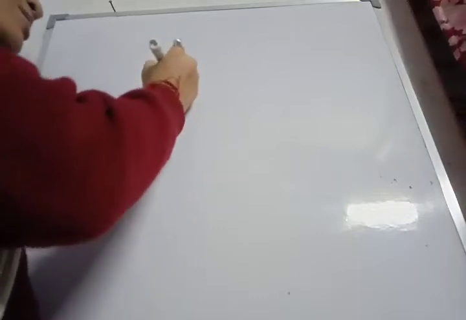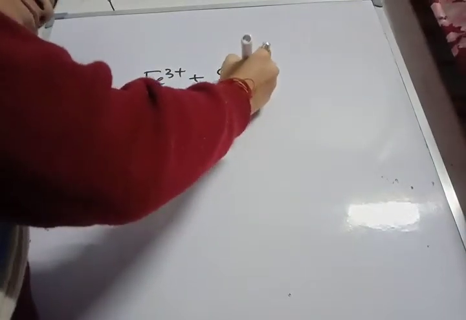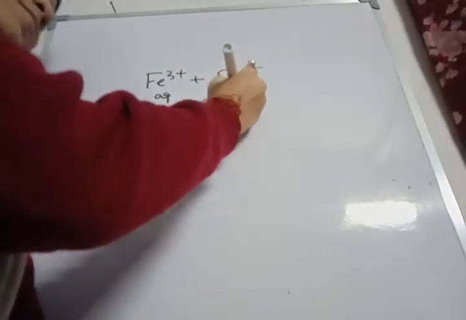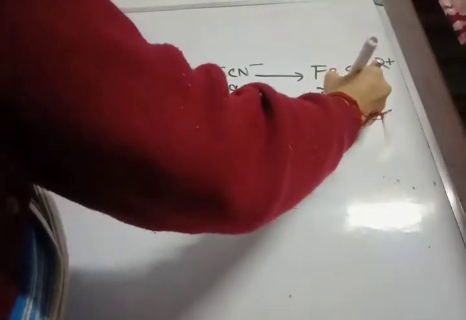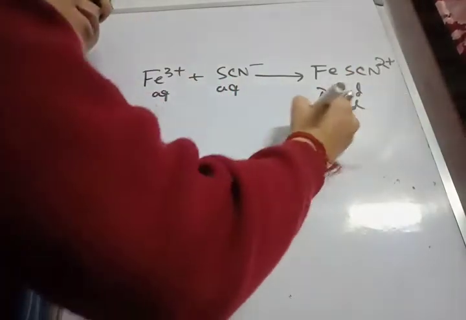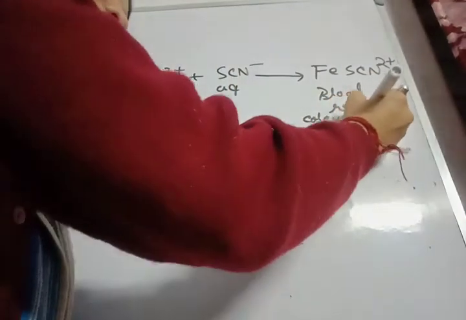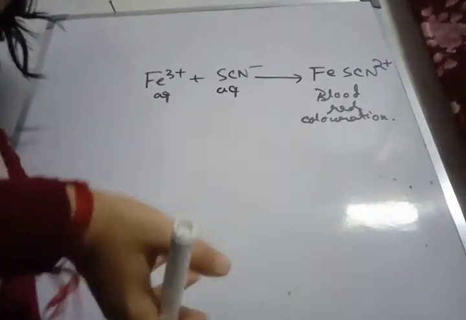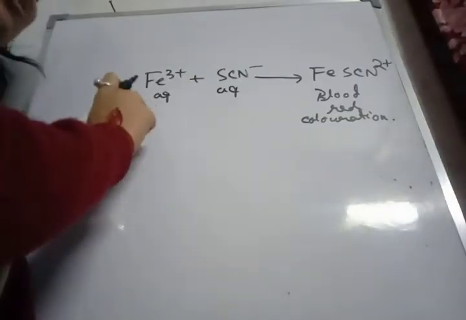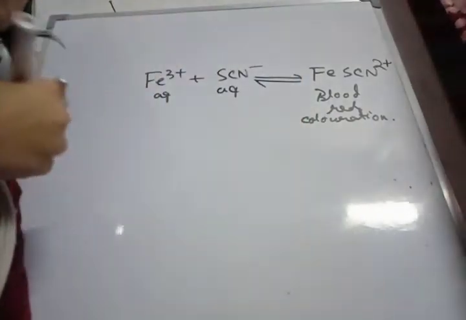For example, Fe3+ and SCN-, these are aqueous solutions. We get a complex, that is Fe(SCN)2+. This is your blood red coloration. Now here, if the concentration of Fe3+ increases, suppose we are adding externally some ferric salt, ferric chloride, then what will be happening? This Fe3+ concentration increases and the reaction will be shifting towards the forward direction.